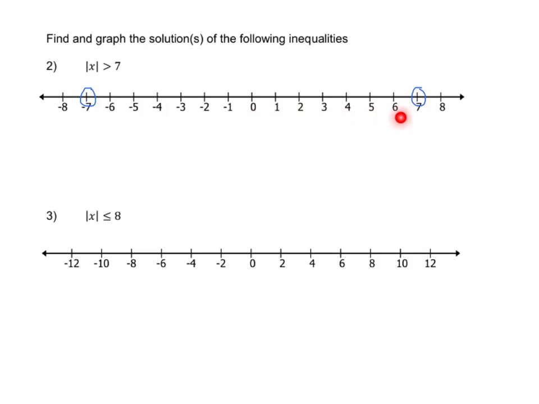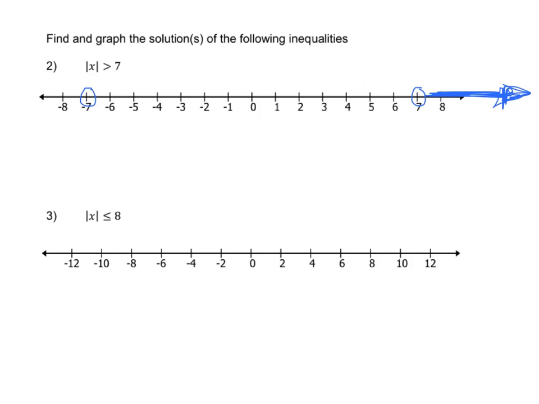Those numbers are 7 spaces away from 0. But I don't want numbers that are 7 spaces away from 0. I want the distance away from 0 to be bigger than 7. If this distance is 7, and I want this distance to get bigger than 7, what numbers are more than 7 spaces away from 0? Well, that would be numbers like 8, 9, 10. All of these numbers over here have a distance that's more than 7.